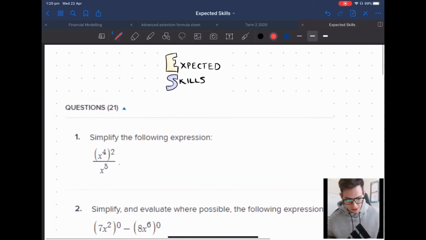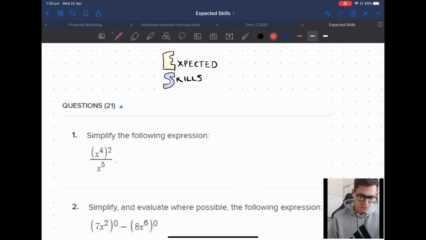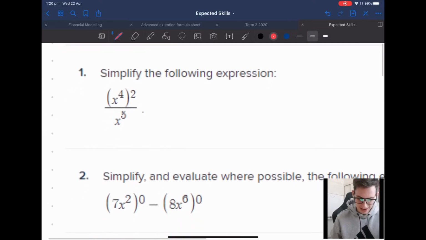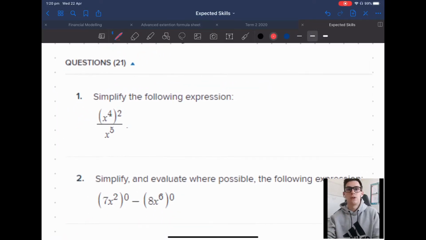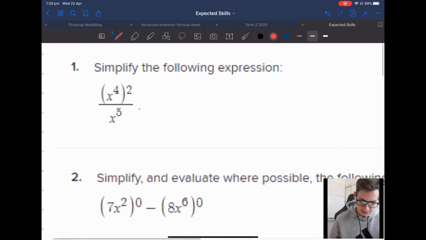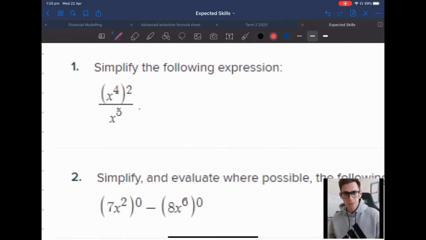Okay, so I'm going to start by going through some index questions using the index laws. The first one here, you can see this task has 21 questions. So the first one here is to simplify the following expression. There's 2 steps to this.